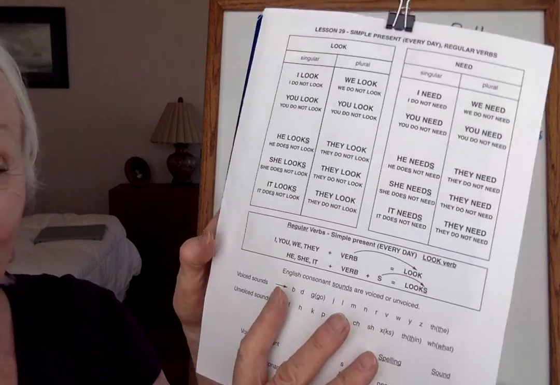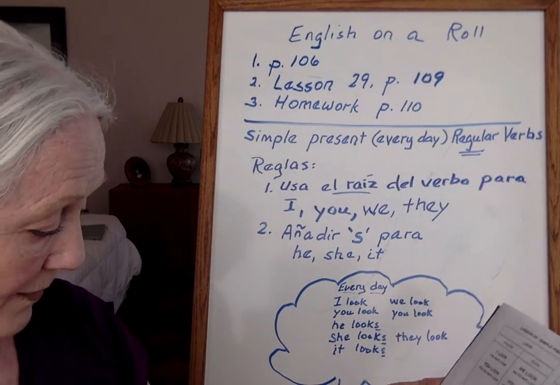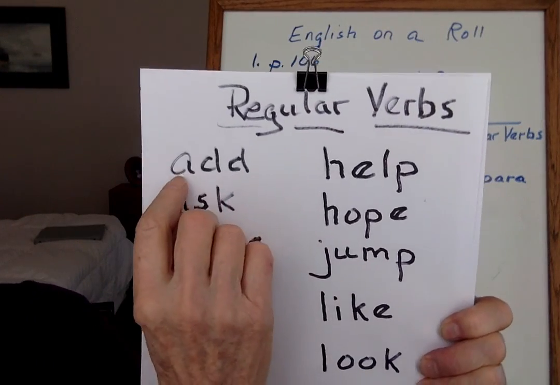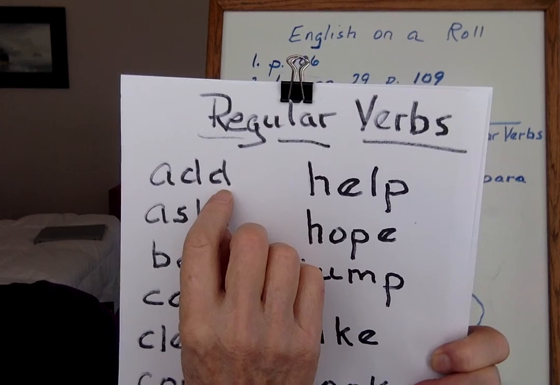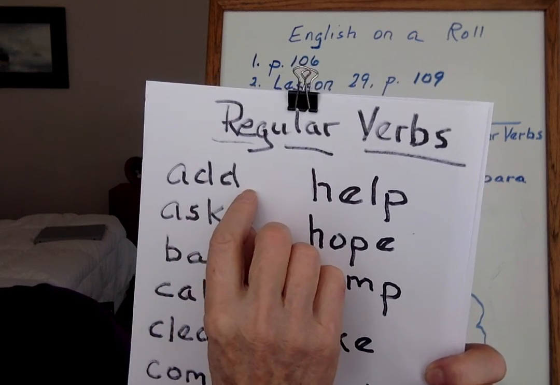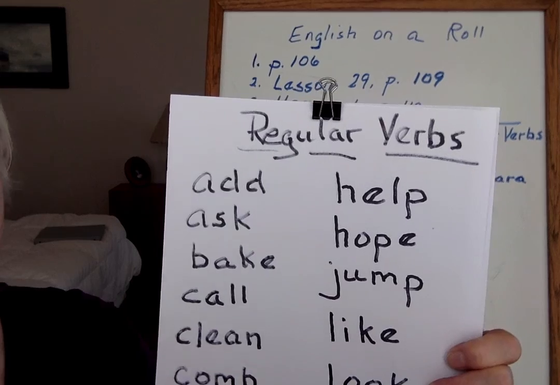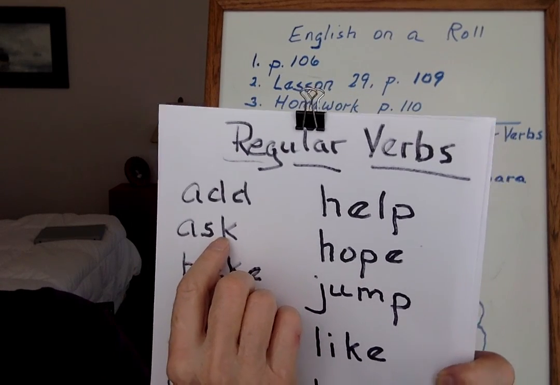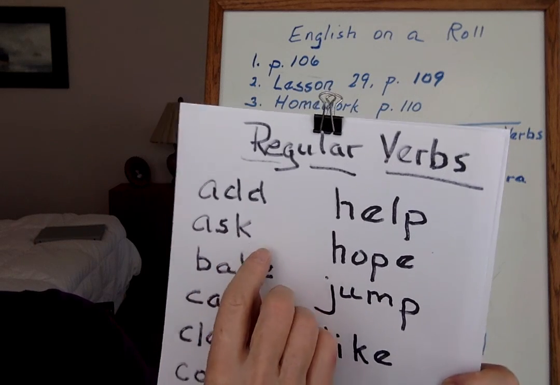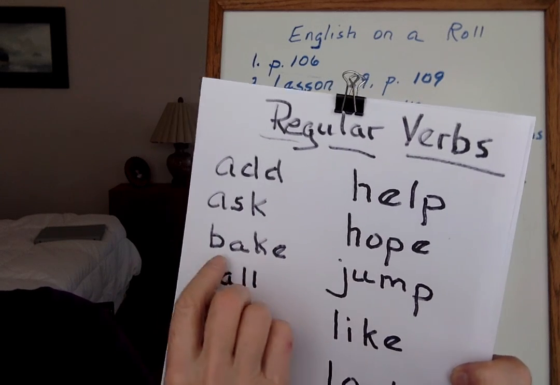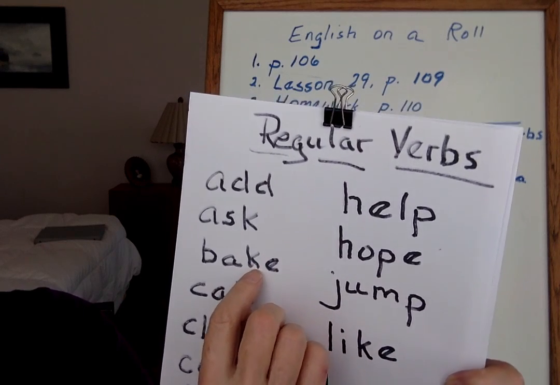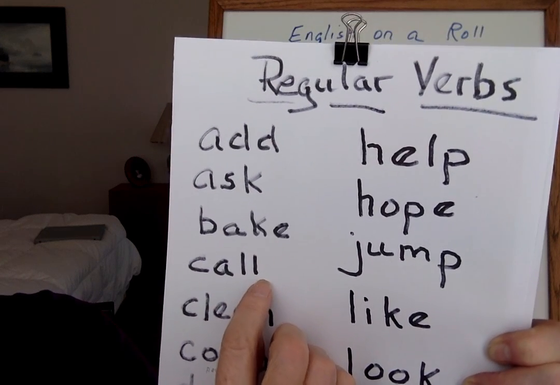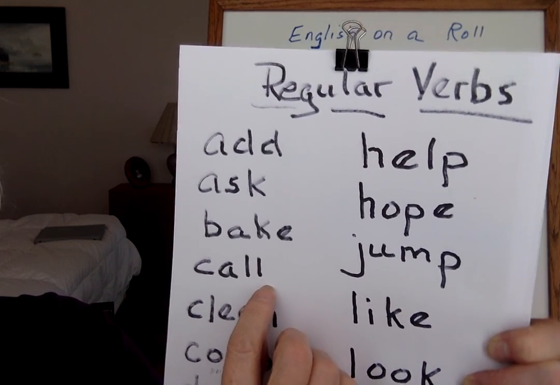Understand? Espero. Okay. Aquí, por ejemplo, regular verbs. Look at this. Add, d, con voz. Adds, z. Here we have ask, k, sin voz. So asks, con S. Here we have bake, k. Bakes, el sonido k. So it's bakes. Here's call, con voz, calls.